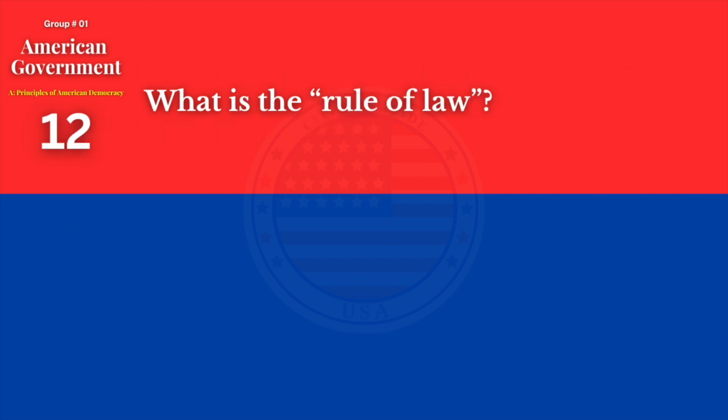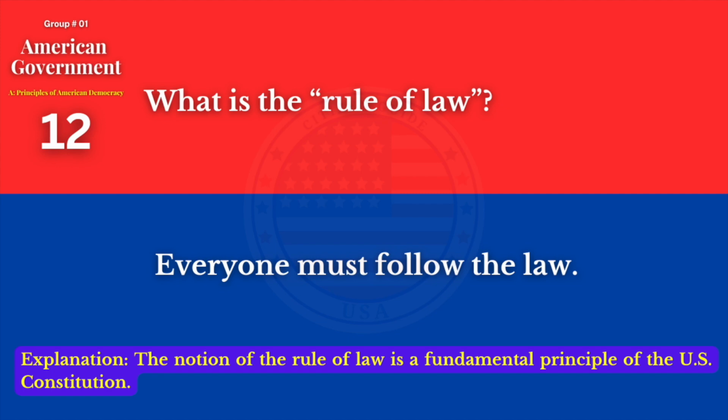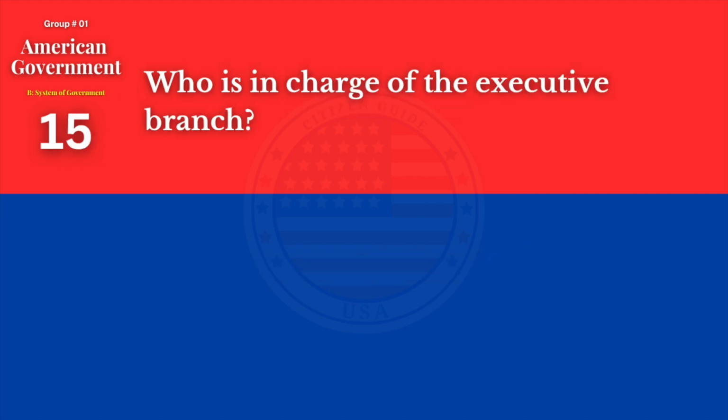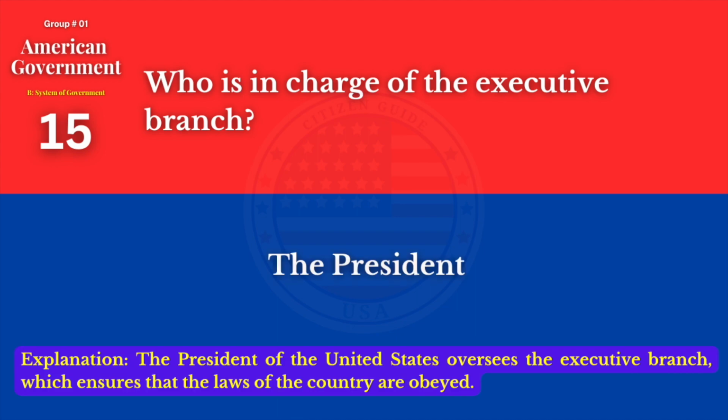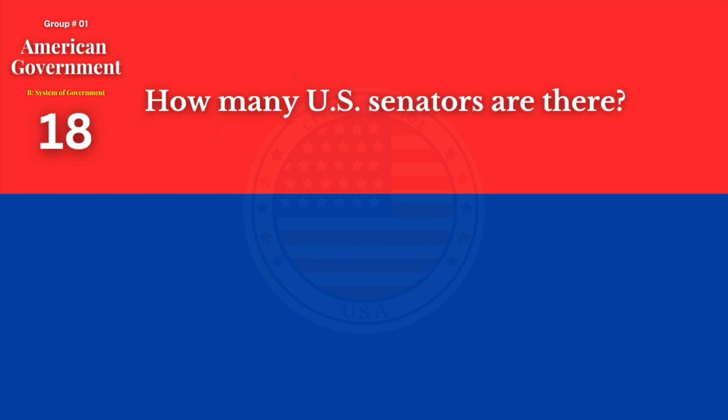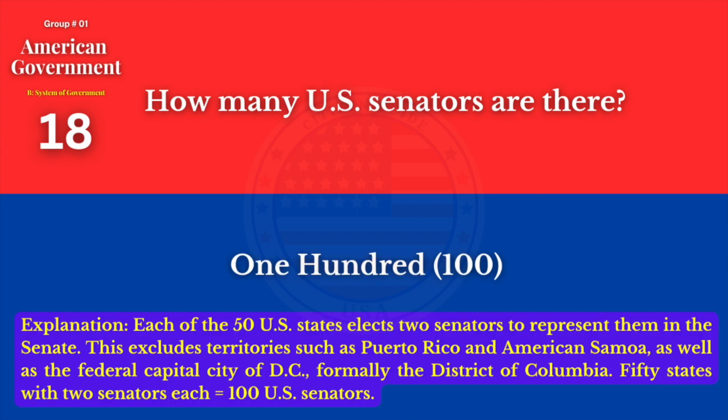What is the rule of law? Everyone must follow the law. Who is in charge of the executive branch? The President. How many U.S. senators are there? 100.